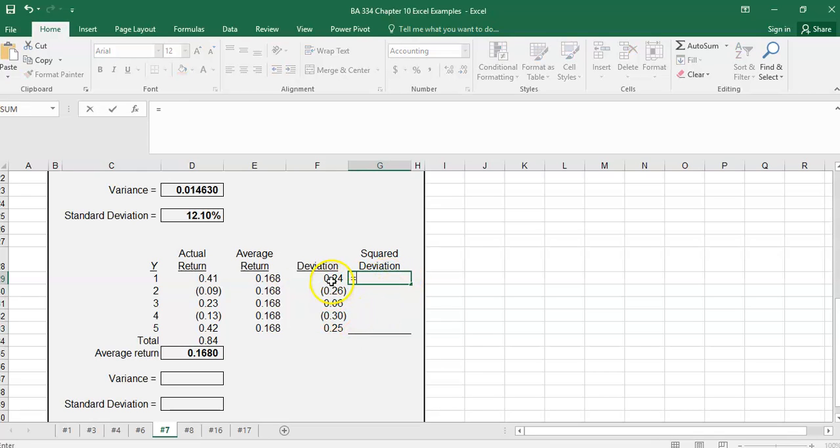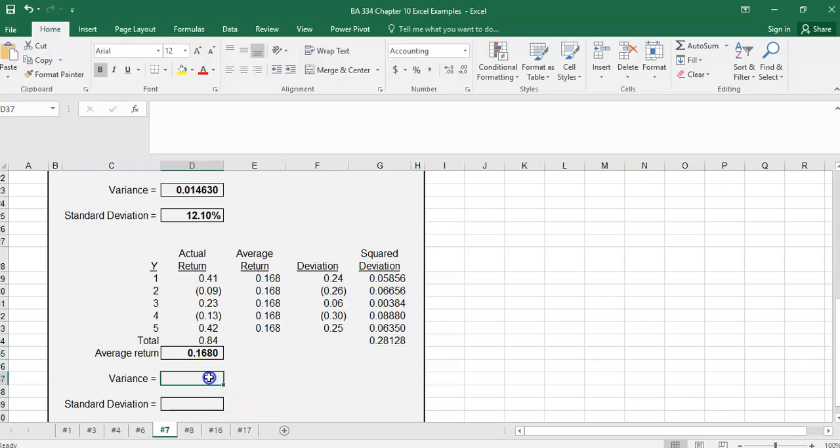And then we square that amount for our squared deviation. Add those together. And then variance is the same. We're going to take the total of the squared deviations divided by 4. And then we're going to get the square root of that number for our standard deviation.